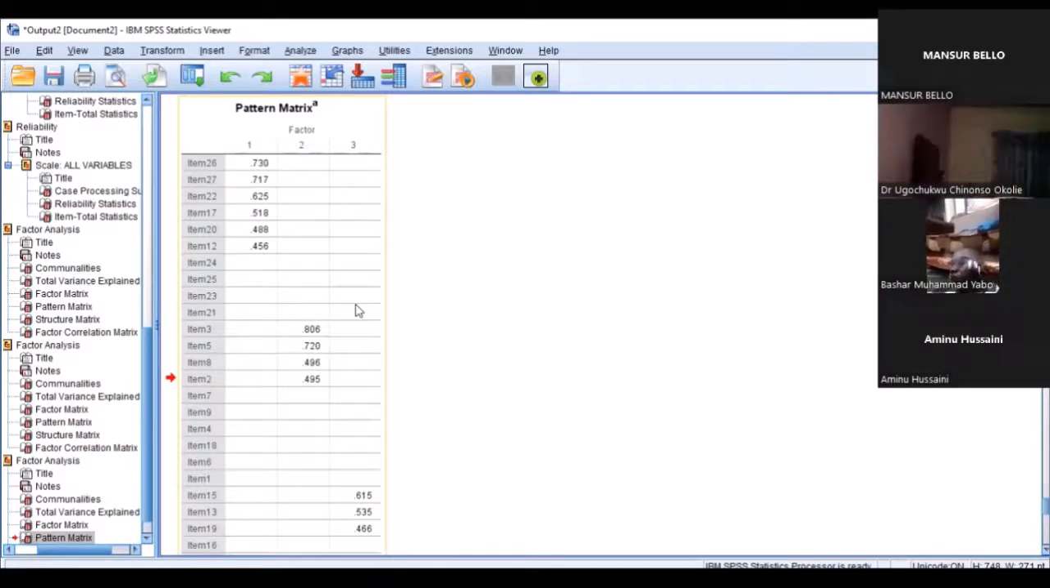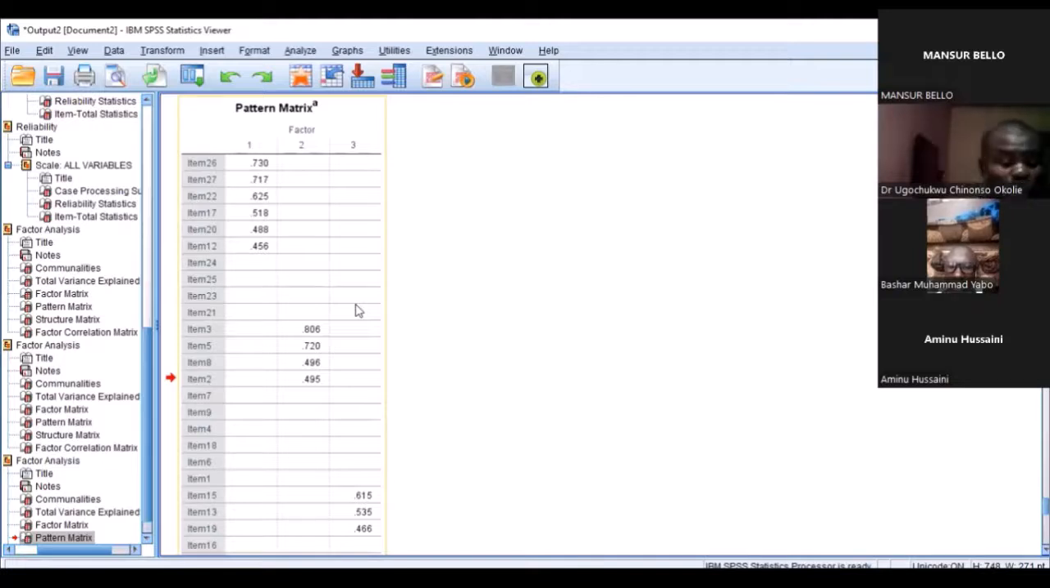So you don't need to go to 40 experts to validate. You don't need to do all those things anymore. You get the point I'm trying to make? Yes. Then when you finish collecting your data, all you need to do is input your data in SPSS, and then go on to do what? Do a confirmatory factor analysis.